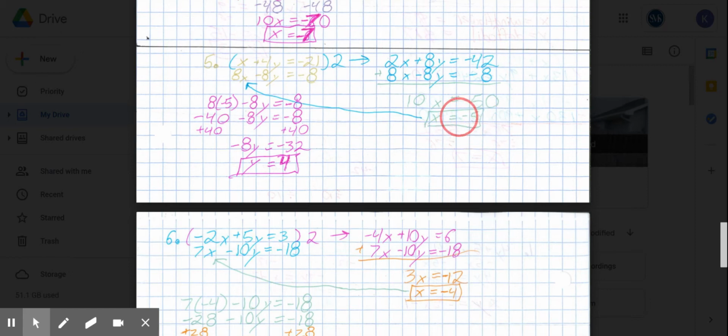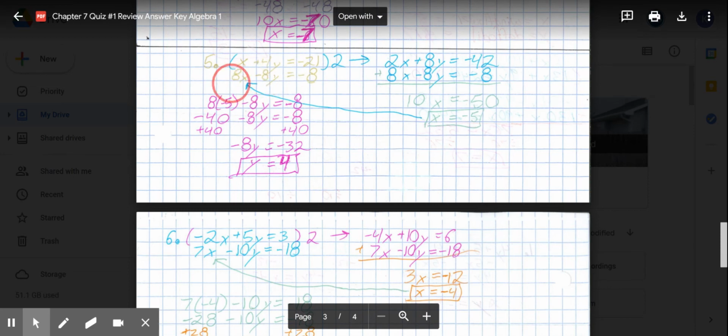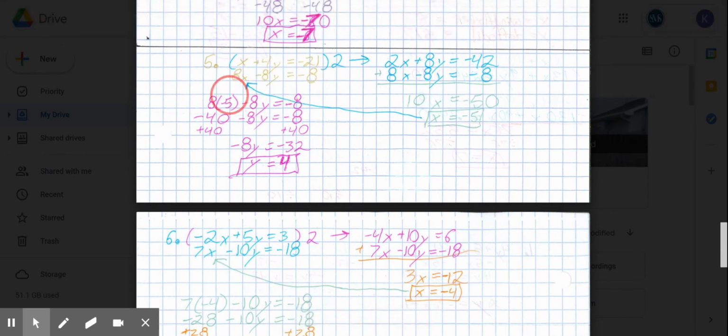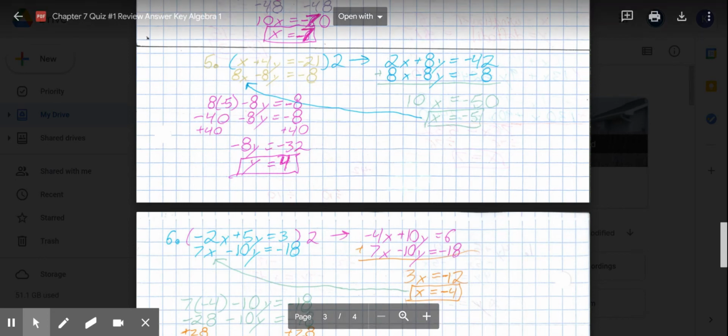Now that we know what x is, substitute that back into one of the original equations. So I put it into the bottom one here. So it would become 8 times negative 5 minus 8y equals negative 8. So negative 40 minus 8y equals negative 8. To start to solve for y, we'd add 40 to each side. Negative 8y equals negative 32. Divide both sides by negative 8. And y equals a positive 4. So our solution there would be negative 5, 4.